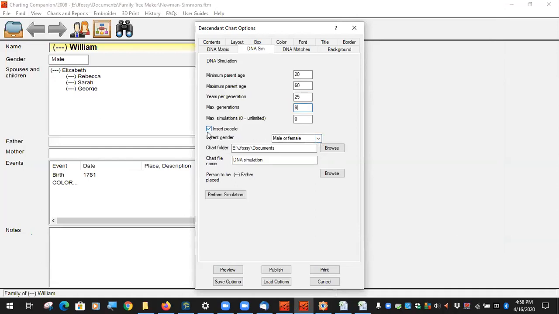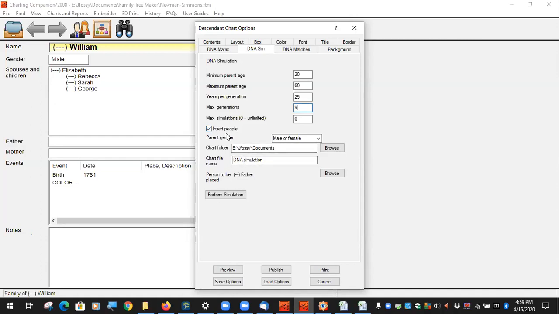Parent gen, and it's important to tell it to insert people, because odds are you don't have everyone in your tree, and especially for what they call the NPEs, or non-paternal events, or misattributed parental events, where someone might have had an affair or whatever. What this will do is insert people into your tree as possibilities.